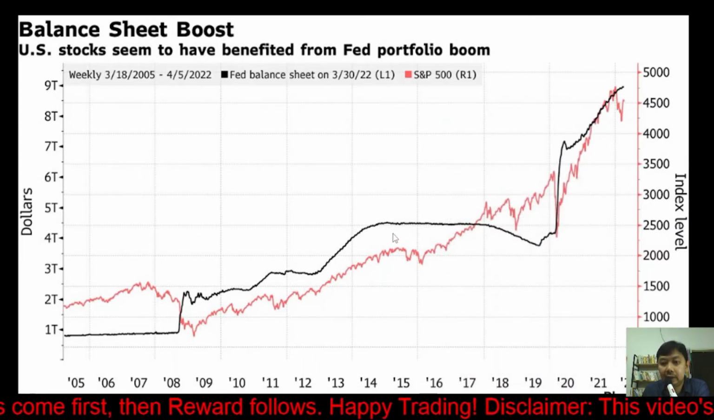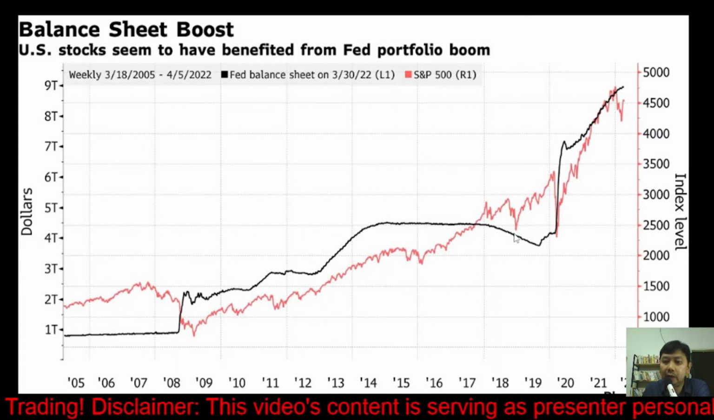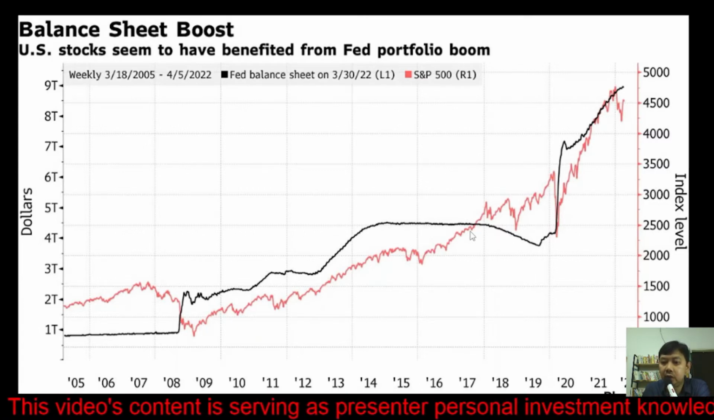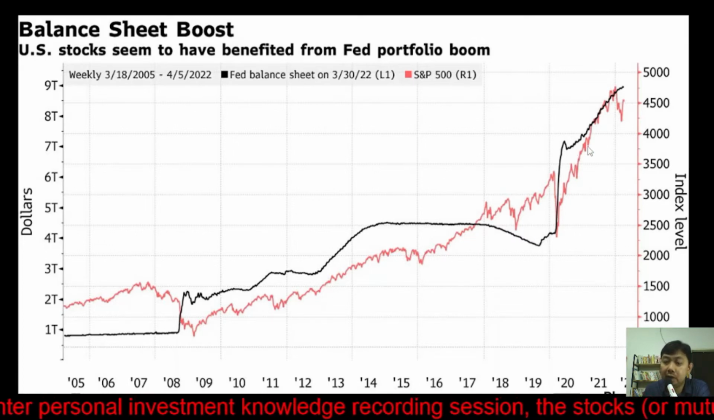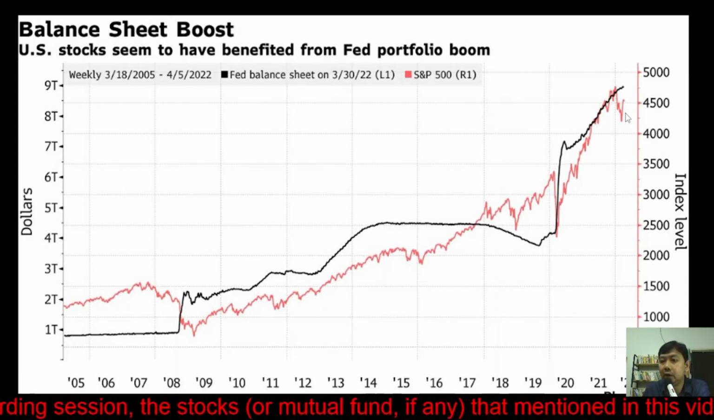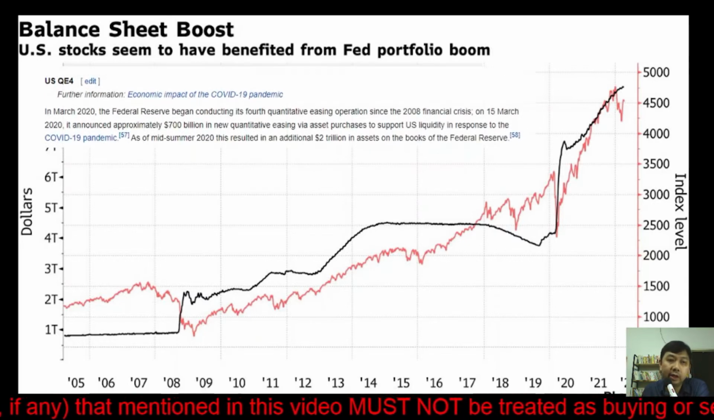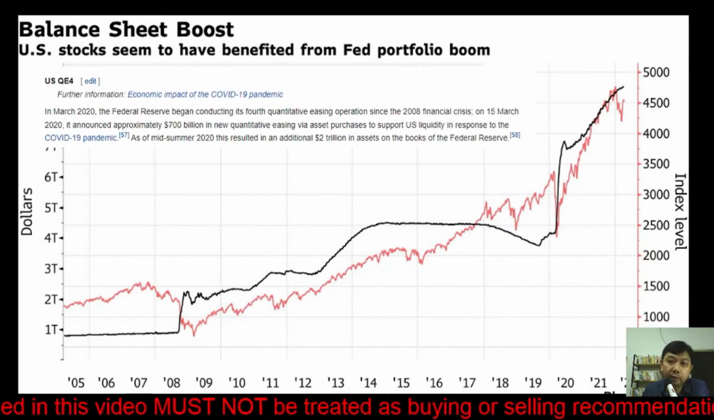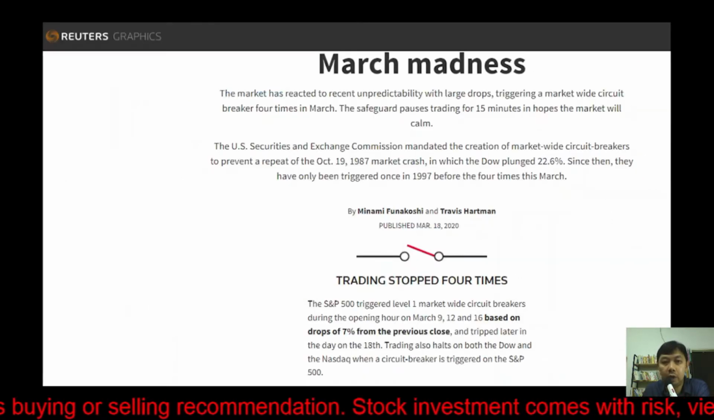So we can see that the balance sheet is stagnant and moving down from 2015 onward until 2020. What happened? What happened to the balance sheet and the S&P 500, which spiked up so fast? It is because of QE4. Why was there a QE4?